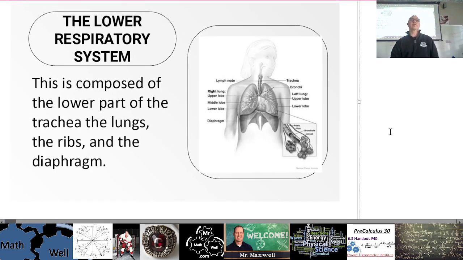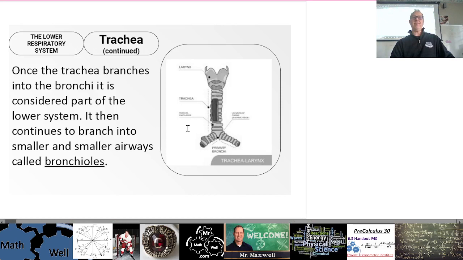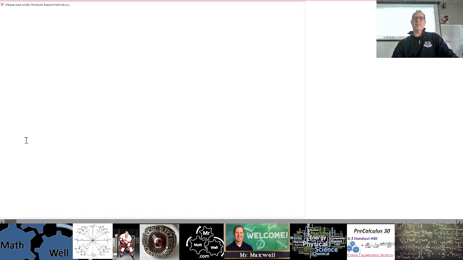Okay, the lower respiratory system, let's talk about that. This is composed of the lower part of the trachea, the lungs, the ribs, and the diaphragm. Interesting that the ribs are part of the respiratory system. Let's talk a little bit more about that. So, the upper and the lower. Okay, so the lower part of the trachea, once the trachea branches into the bronchi, it's considered part of the lower system now. It then continues to branch into smaller and smaller airways called bronchioles. Bronchioles. So you don't see them in that diagram so much.